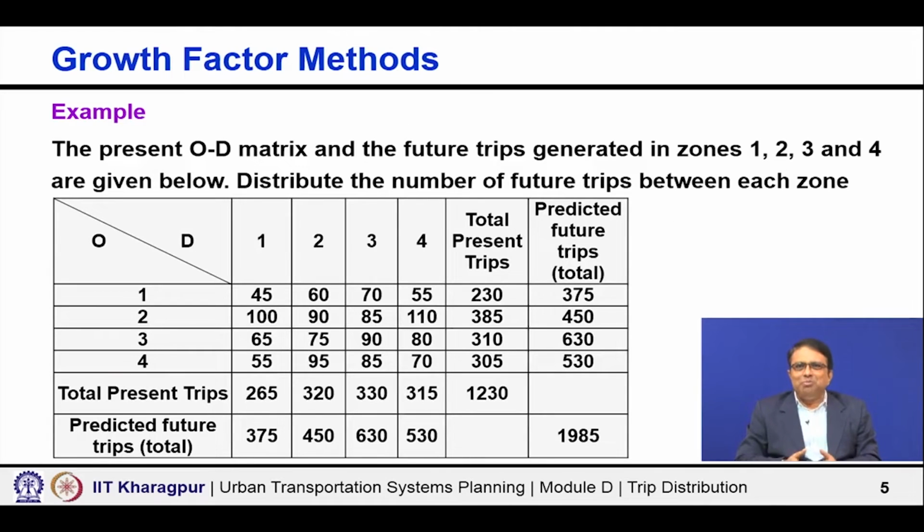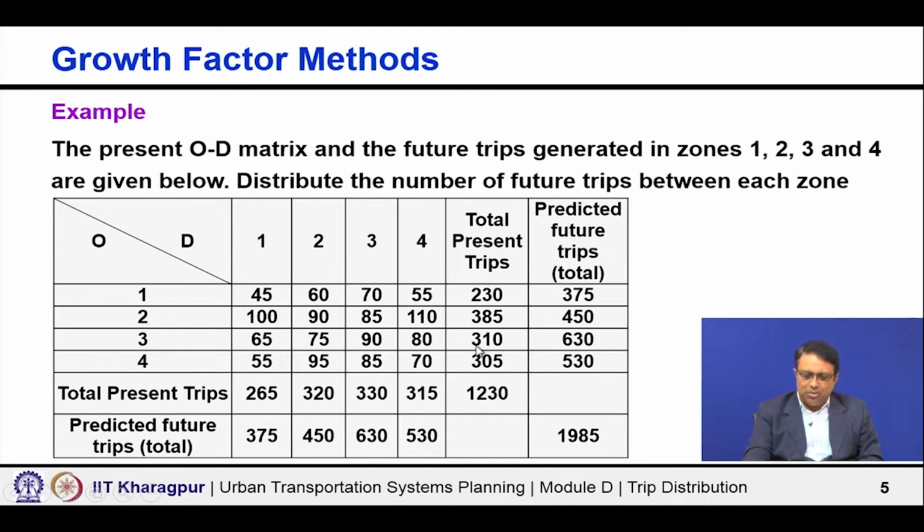Let us take an example to explain this more clearly. This is the given OD matrix in the base year. You can see the cells 45, 60, 70, 55, and the present row total is 230 for origin zone 1. Then origin zone 2: 100, 90, 85 and 110, so the row total is 385. Next one is 310. The zone 4 row total is 305, and in total we have 1230 trips which are presently distributed.